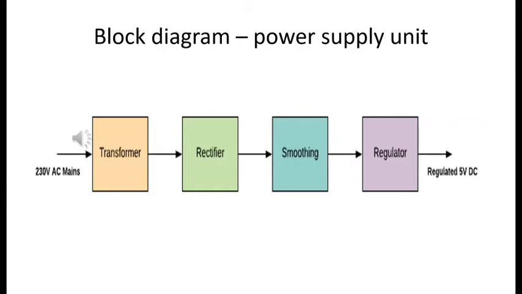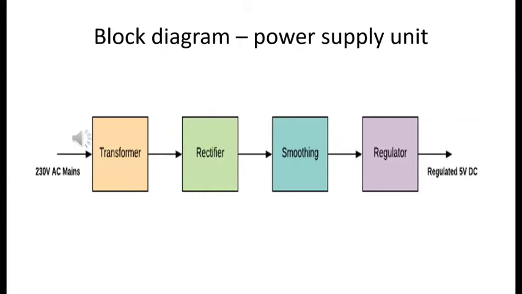The transformer will be accepting the 230 volts AC supply that is coming from the mains. The purpose of this transformer is to step down the AC voltage from 230 volts to a lower voltage, and that is possible by means of a step down transformer. So the transformer being utilized here is a step down transformer.